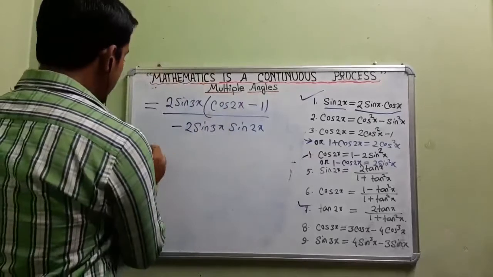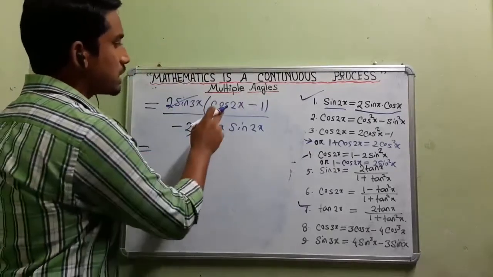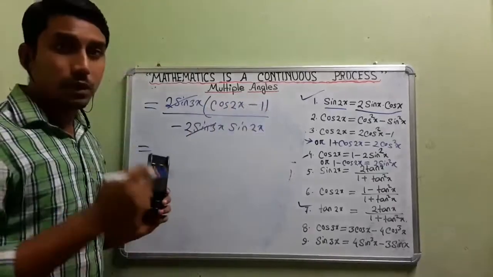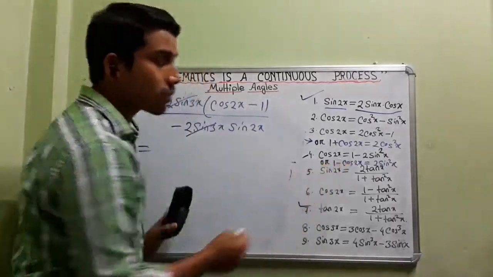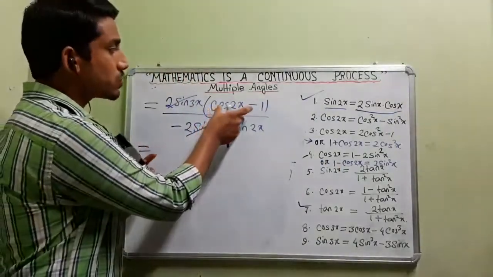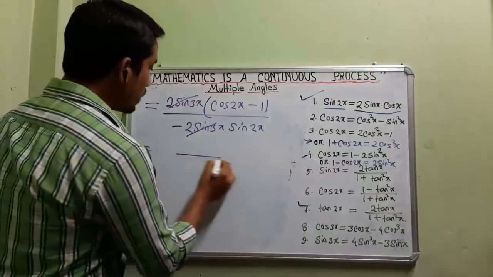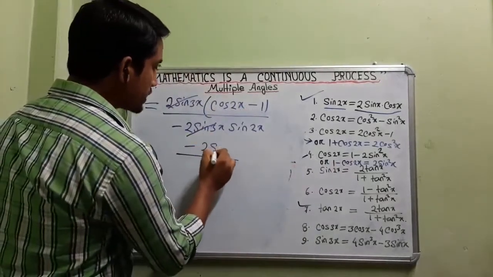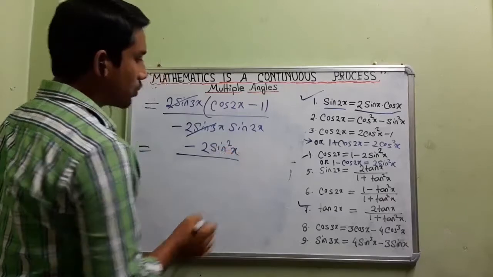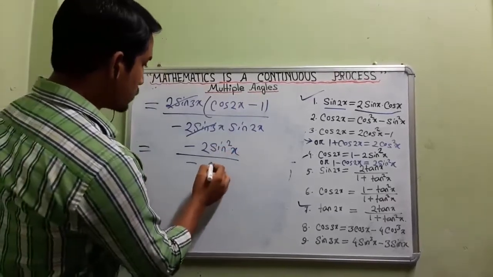Now you see what we can do here. Here this 2 sin 3x will get cancelled. Now this is cos 2x minus 1, but we have the formula for 1 minus cos 2x. So I can take minus common, because we got cos 2x minus 1 but the formula is for 1 minus cos 2x. So we'll get minus 2 sin square x, with the minus taken common. And in the denominator also we can see sin 2x is there.